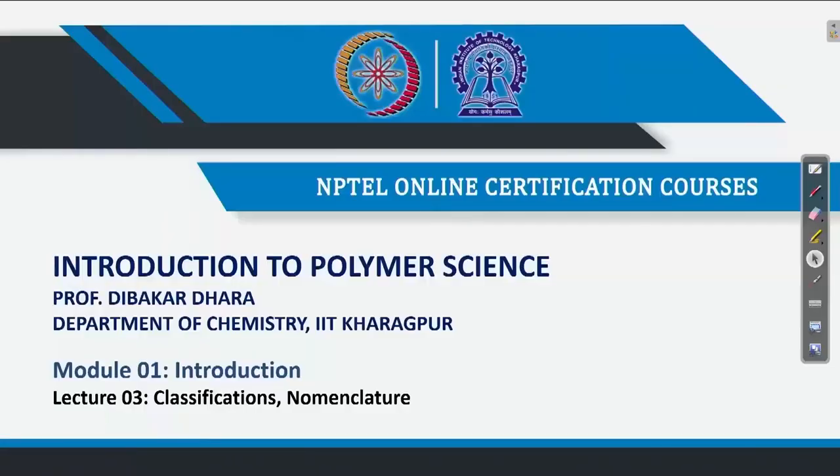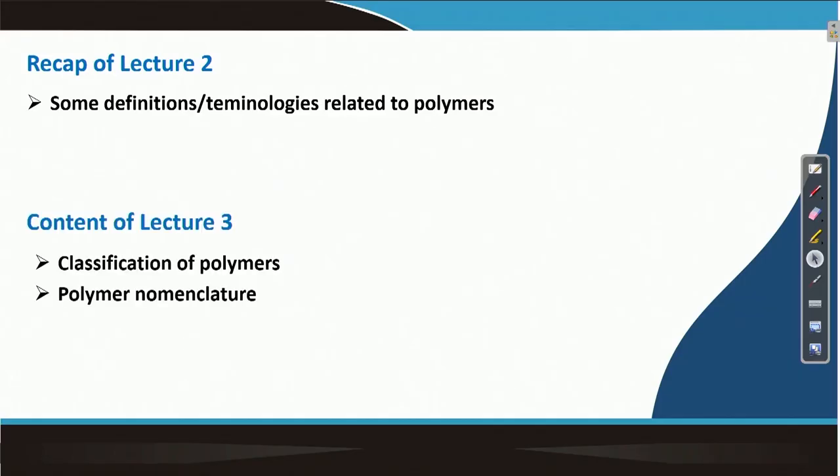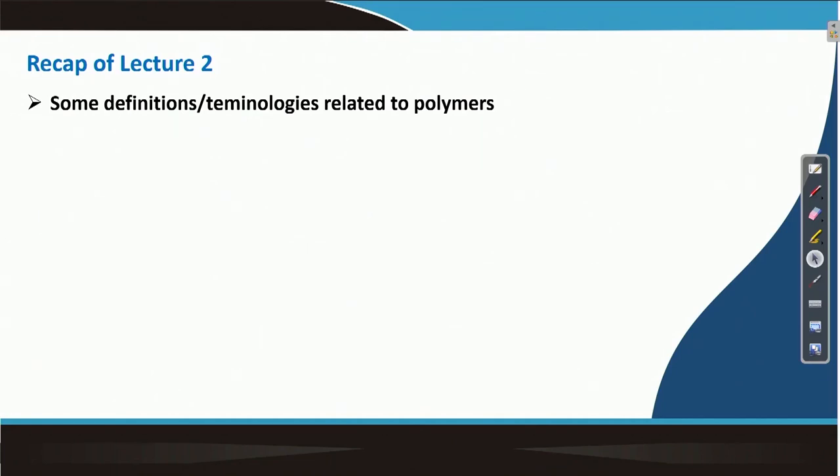So, welcome back to this course on Introduction to Polymer Science. In the last lecture, we had discussed some definitions and terminologies related to polymers, for example, degrees of polymerization, repeating units, structural units, and the terms polymers and macromolecules, and so on.